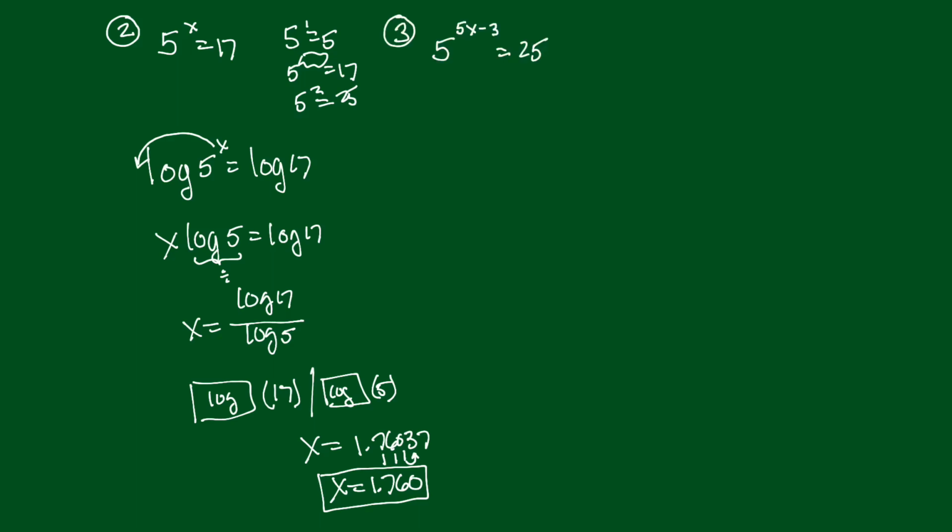Let's give this number 3 a try. So again, we've got an exponential function, right? Because the variable is in the exponent. So let's bring that down as a multiplier by taking the log of each side.